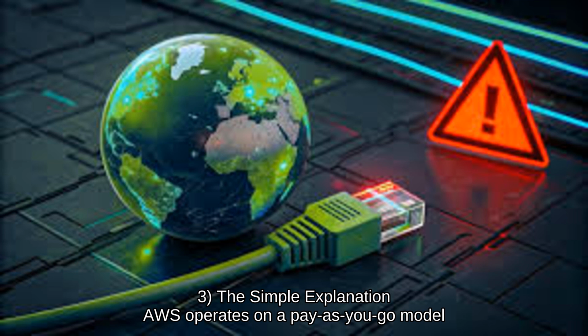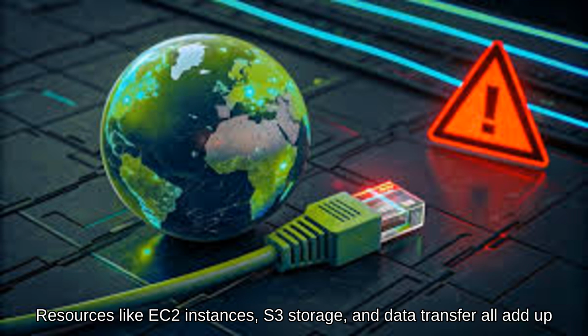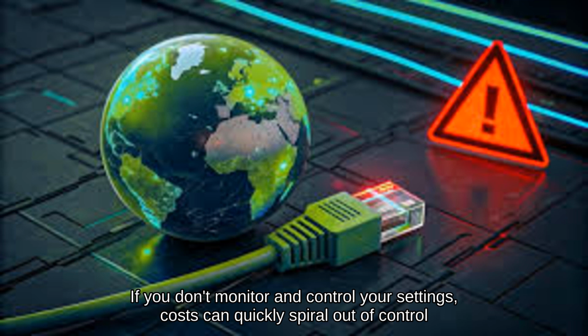The simple explanation: AWS operates on a pay-as-you-go model. This means you're charged based on usage. Resources like EC2 instances, S3 storage, and data transfer all add up. If you don't monitor and control your settings, costs can quickly spiral out of control.